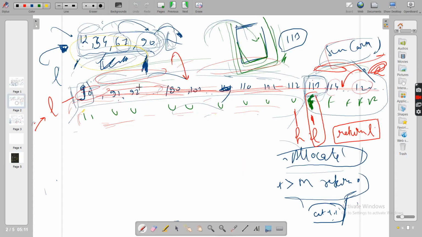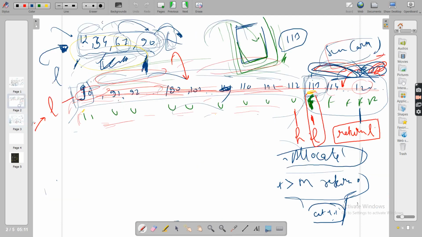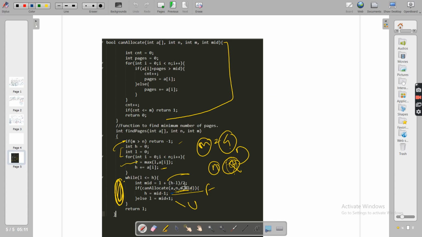You see, guys, when you are in the favorable zone, where would you move? Obviously you cannot go to the right. You have to go to the left. Why? Because you have to find the first favorable. In that case, you have to push your h to the left: h equals mid -1. And the same you can say for l. If you are at unfavorable, where would you go? You'll go to the right. You cannot go to the left. In that case, push l to the right, which is mid +1. And finally you'll return l. We saw that we will return l.